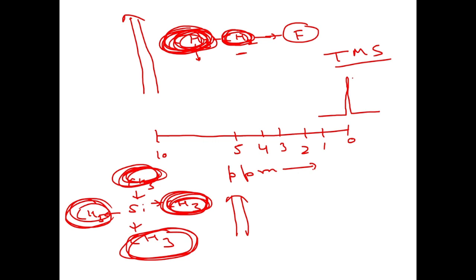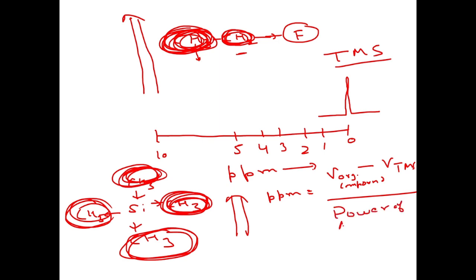That is why for every organic compound we compare the amount of radio wave frequency energy absorbed against the TMS, or relative to the TMS. That is called ppm. ppm is equal to the frequency of the organic compound minus the frequency of TMS, divided by the power of the machine in megahertz. So this is ppm.